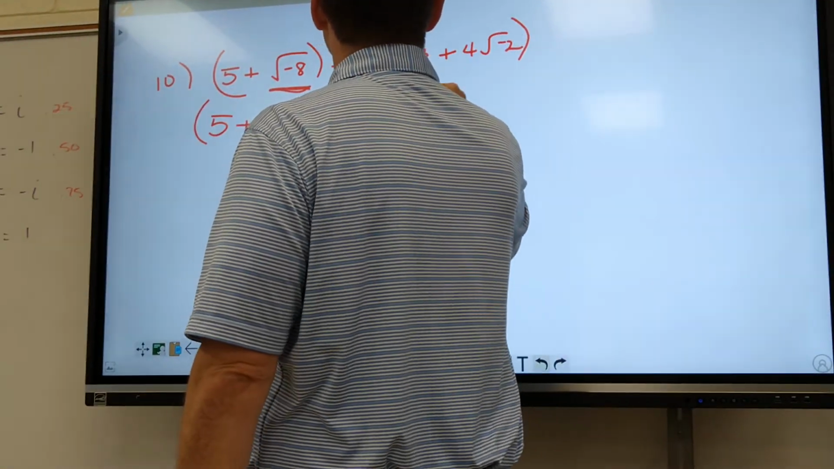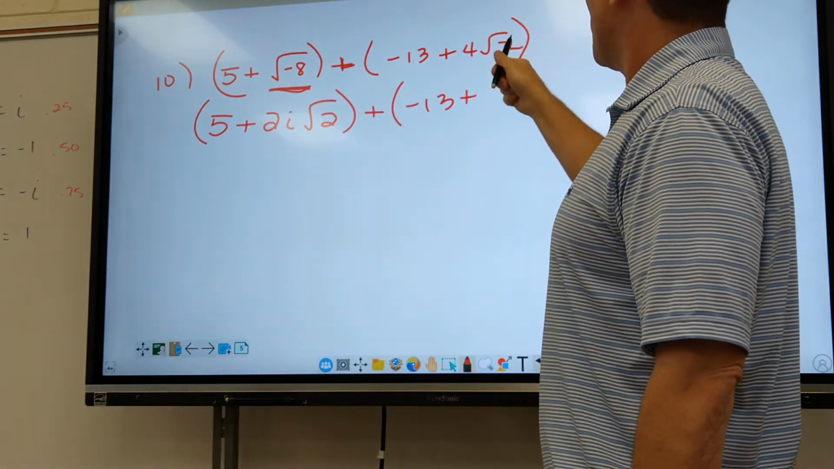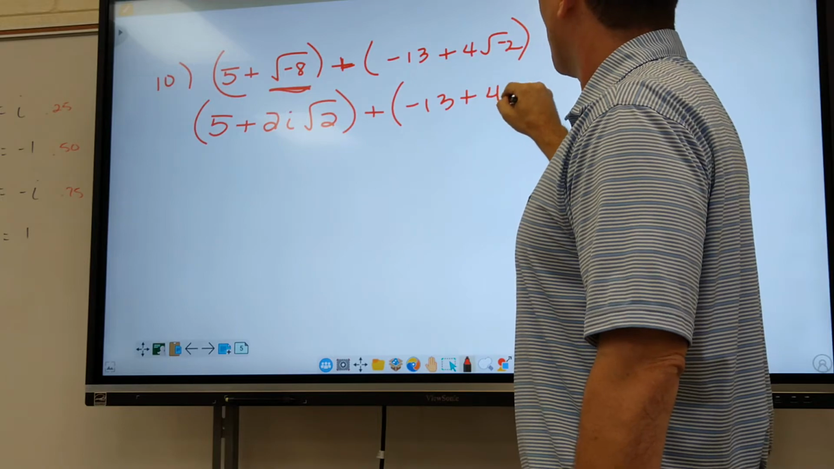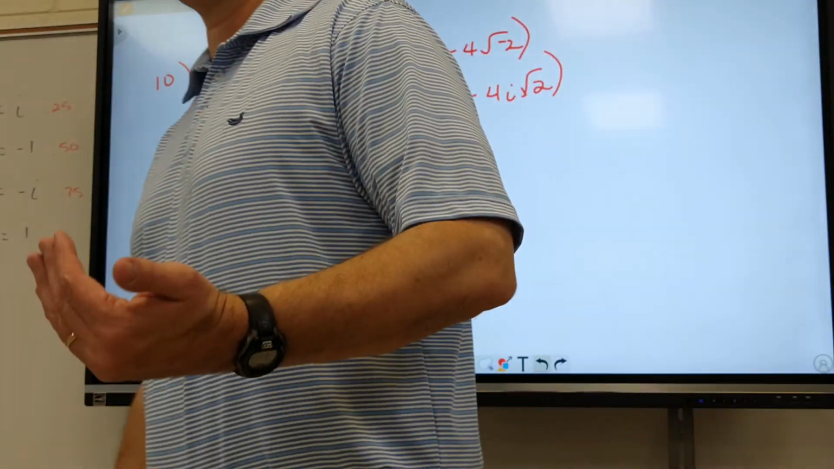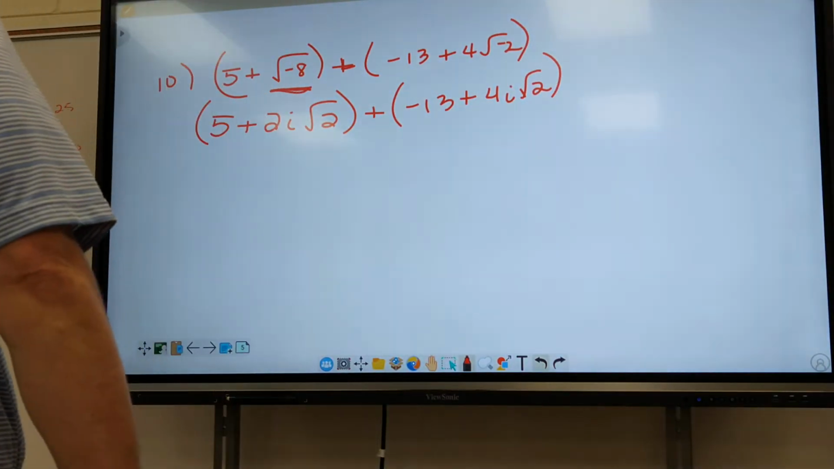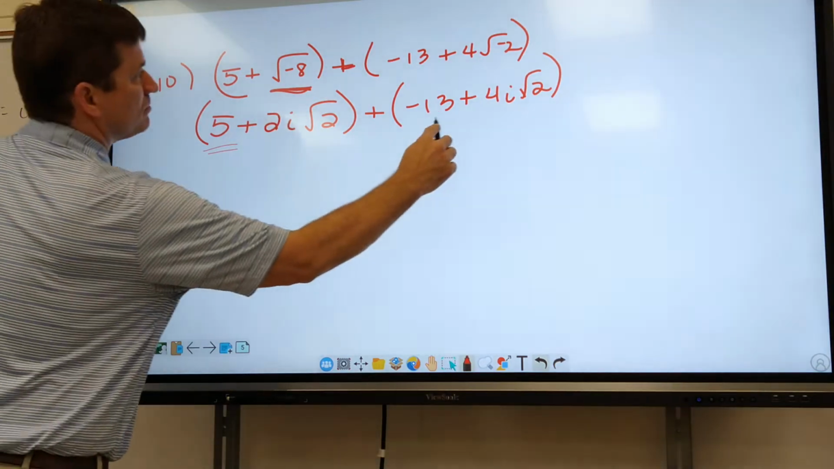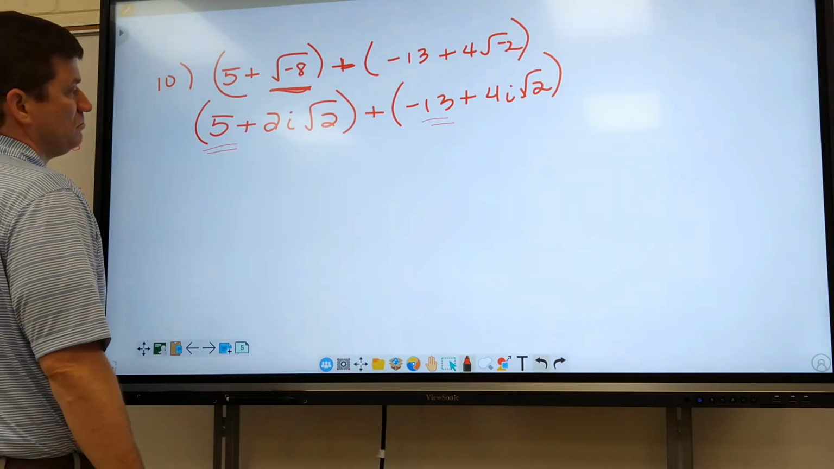All right, other side would be negative 13 plus... I don't think root 2 is going to simplify, so all I'm going to do is bring the i out. That'd be 4i root 2. All right, so now after I simplify, you guys just add like terms. So Willie, what do I get when I add up these two right here? Put them in your calculator if you need to.